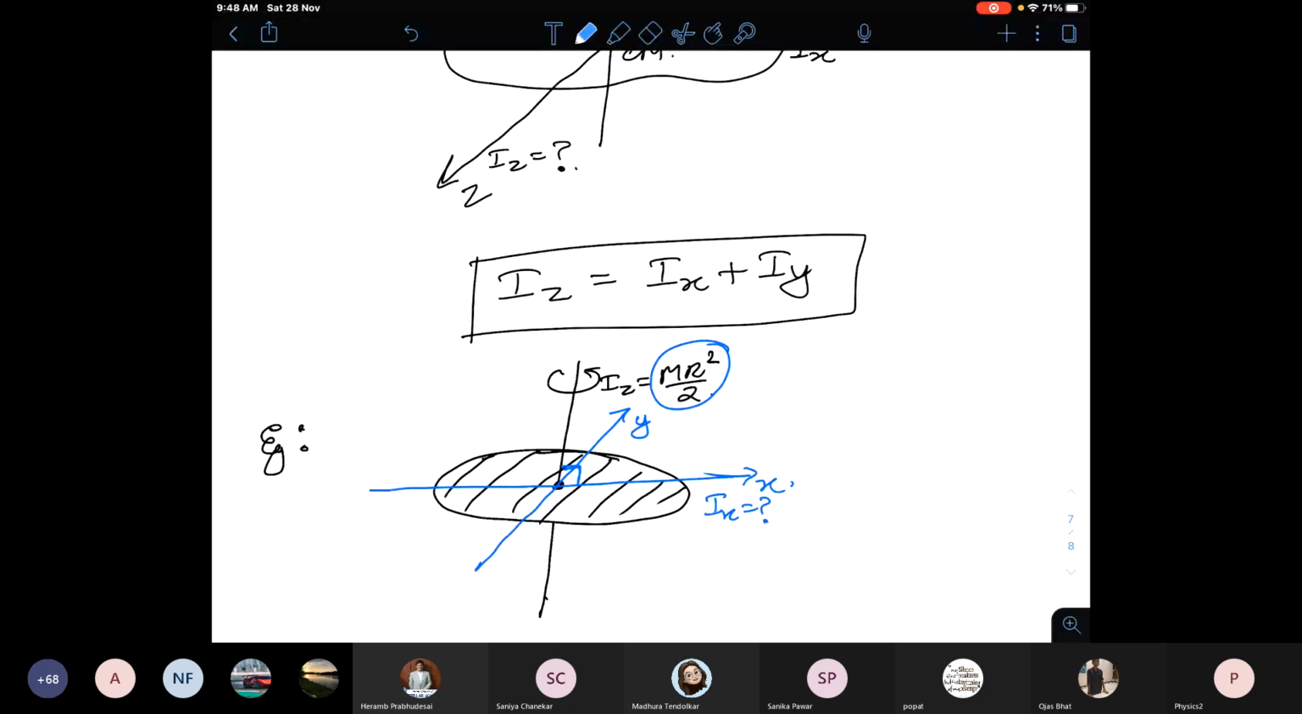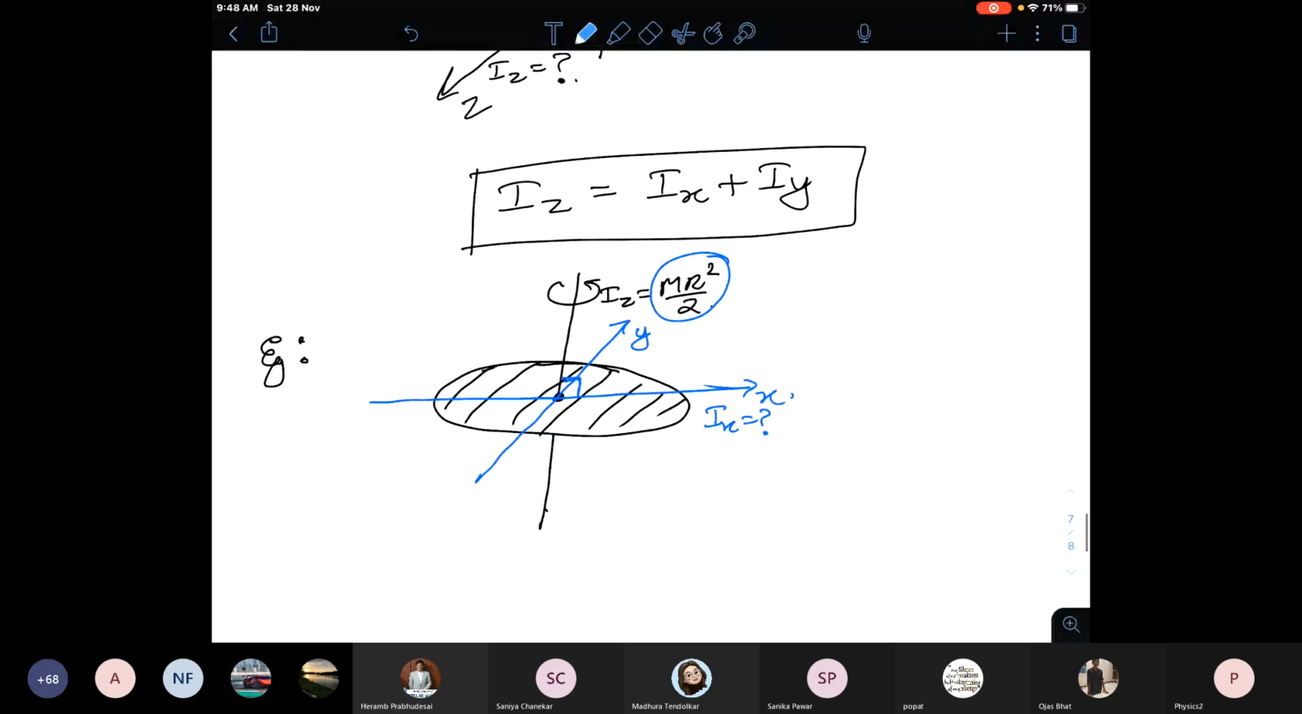So first of all, is it visible to you that the moment of inertia about x will be equal to the moment of inertia about y? Please scroll up a bit. Yeah.